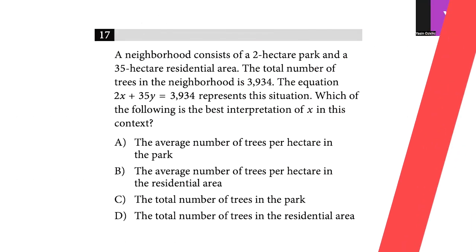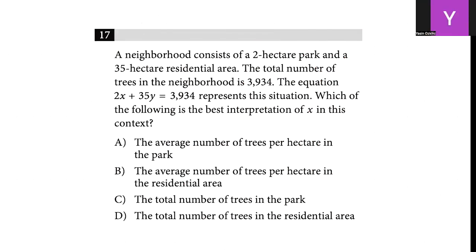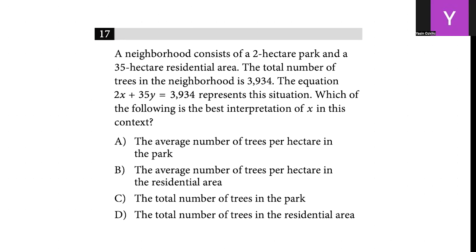Hey everyone, SAT practice test 1, question 17 is about interpretation. Let's get started on this. A neighborhood consists of a 2-hectare park and a 35-hectare residential area. So simply, you do have a park plus you do have a residential area.